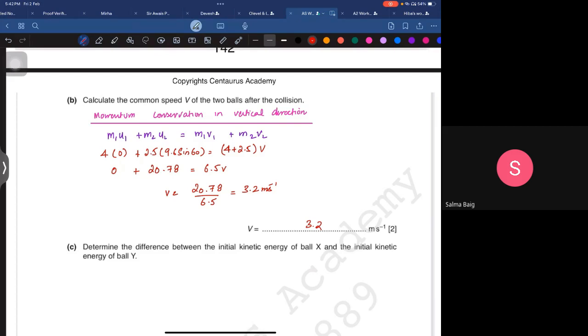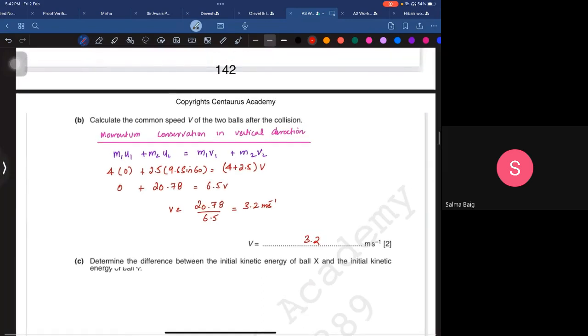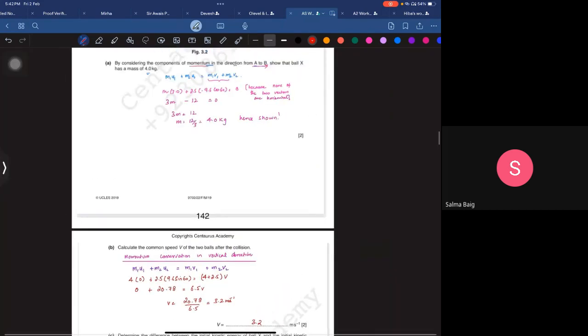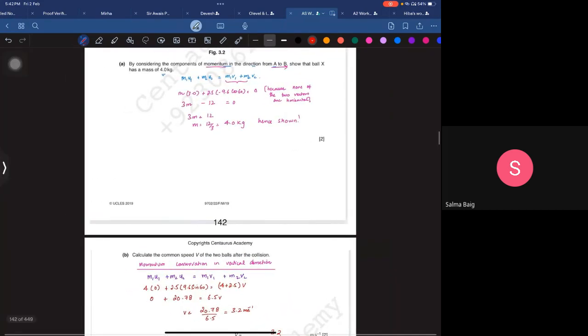Yes, isn't it the same? Can't you see? This is part A. Part A required me to find everything horizontal, so I took every vector in the horizontal. Part B required me to find everything in the vertical, so I took everything that was in vertical.